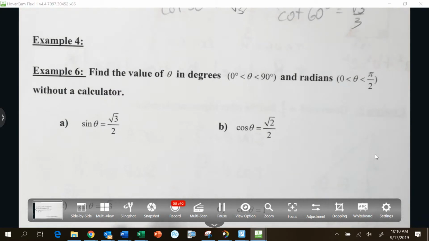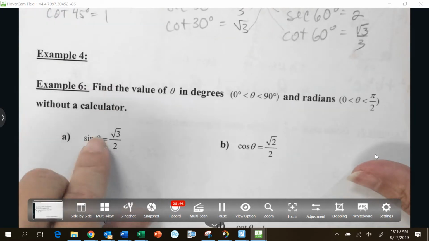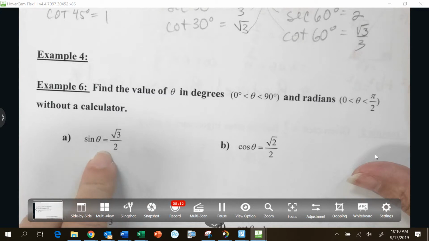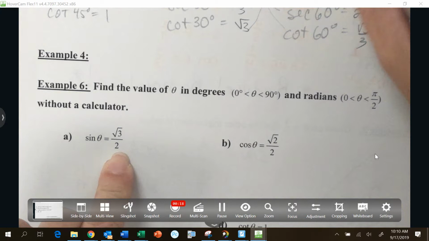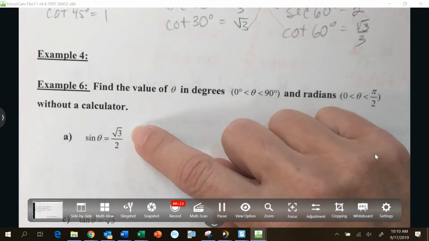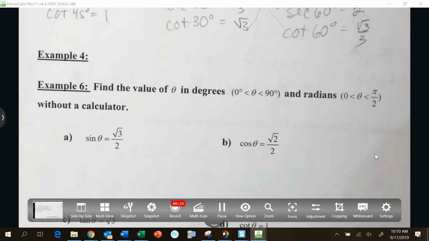Okay, to find the value of theta in degrees, just in degrees, we're looking at the work we did yesterday. So what angle value, if I take the sine of it, I get radical 3 over 2? First of all, even if I'm not looking at this, I know it has to be in which triangle, because there's only one triangle that has a radical 3 in it. It has to be a 30, 60, 90. So my answer is either going to be 30 or 60.